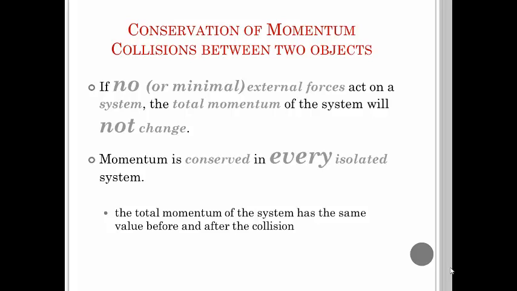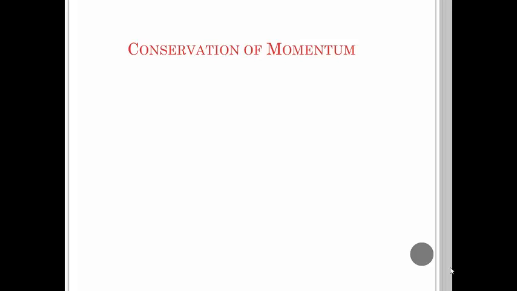When we talk about conservation of momentum, we're focused on the collision between two objects. If no external forces are acting on a system, we can say that the total momentum of the system will not change. Another way of saying that is that momentum is conserved for every isolated system. The total momentum of the system has the same value before and after the collision.